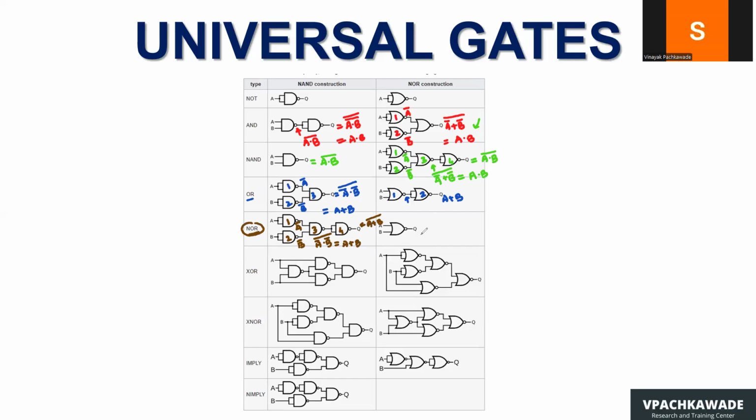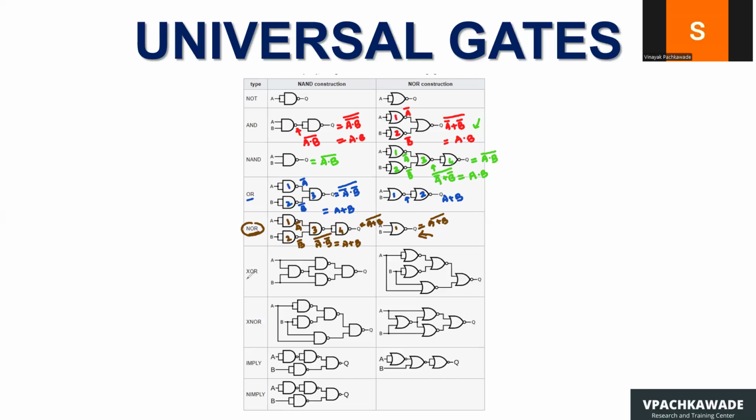How about NOR using NOR? It is very simple. It's just one NOR gate, which is a two input NOR gate. Here, the output is Q equal to A NOR B. So this is how we are solving our expressions.